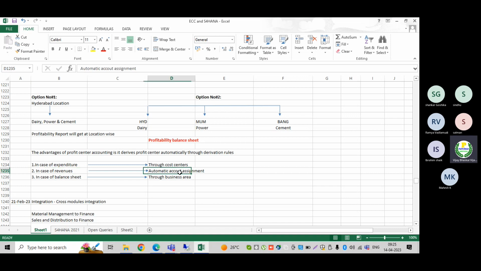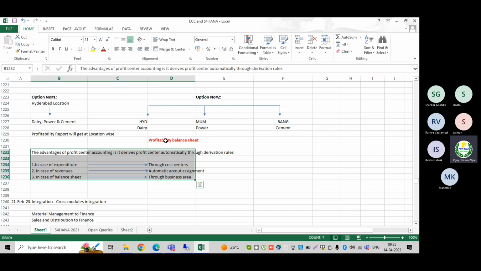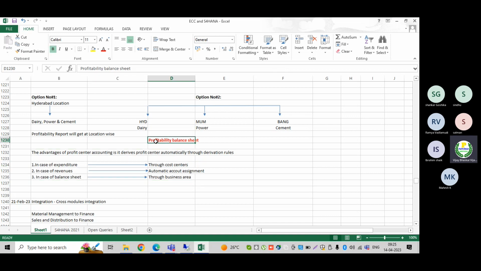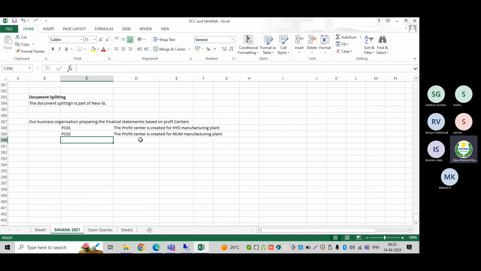Either it's OKB9. In case of all my balance sheet transactions, through business area. This is the concept which I have explained in detail. See now, profitability balance sheet: I want to prepare a balance sheet and P&L account based on my profit centers. In such a situation, what will happen?